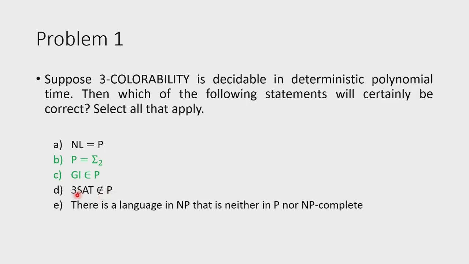On the other hand, for option D, we can definitely say that 3SAT should be in P. Why? Because 3SAT is in NP, and if NP is equal to P, then 3SAT has to be in P. So this option is definitely false, and similarly the last option is also definitely false. Why? Because if P equals NP, then there cannot exist a language in NP which is not in P, right? So the second option is correct, the third option is correct, these two options are not correct, and we don't know anything about the first. So the answer is B and C.